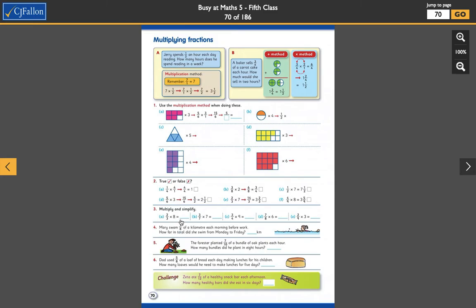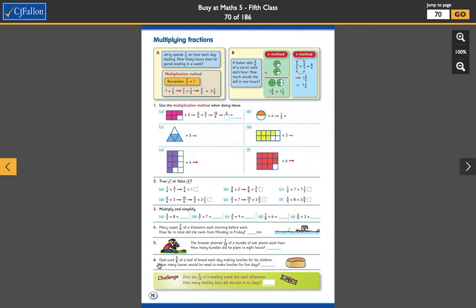Number 4, Mary swam this each morning. So how much did she swim Monday to Friday for the 5 days? This multiplied by 5. Here, a forester planted this much of oak plants, and how many would he plant in 1 hour? How many would he do in 8 hours? So the word problems are going back to practice the whole multiplying method. There's nothing completely different to what's been done on the whole page. So if you're like, God, I don't know what to do, it's probably multiplying fractions you have to do.